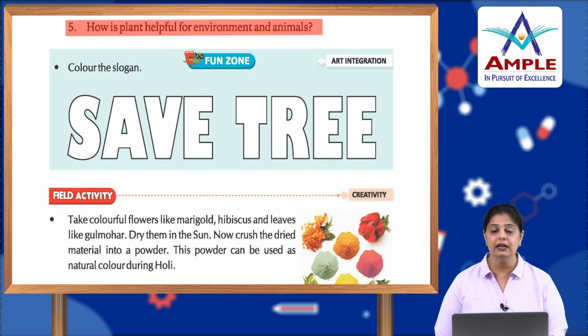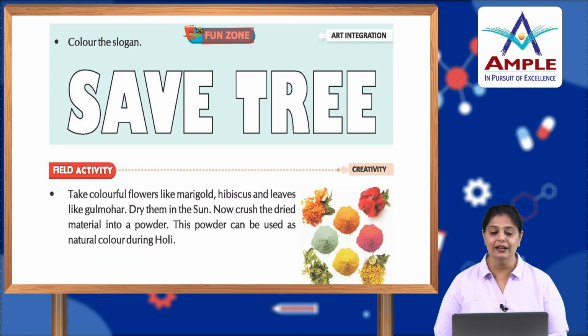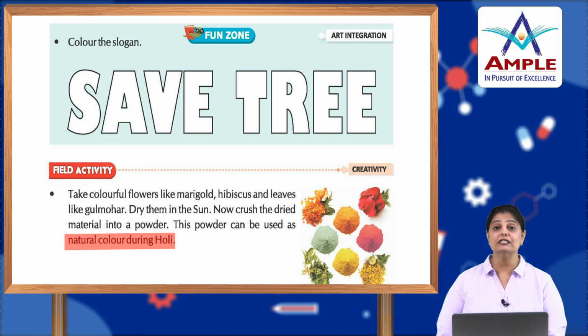So, children, now it's time to go to the fun zone. What you have to do is color the slogan here. Now, field activity. Take colorful flowers like marigold, hibiscus and leaves like gulmohar. Dry them in the sun. Now, crush the dried material into a powder. This powder can be used as natural color during Holi. So, instead of buying colors from outside, you can prepare your own colors at home, which are the organic colors, and which is also good for your skin.